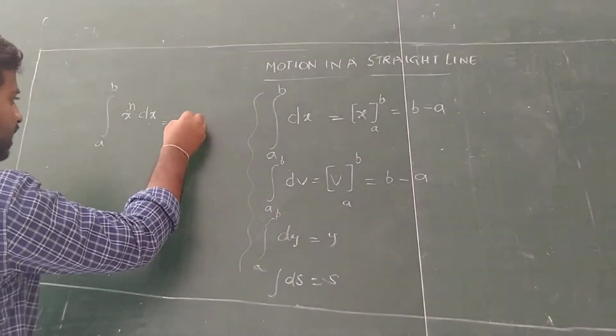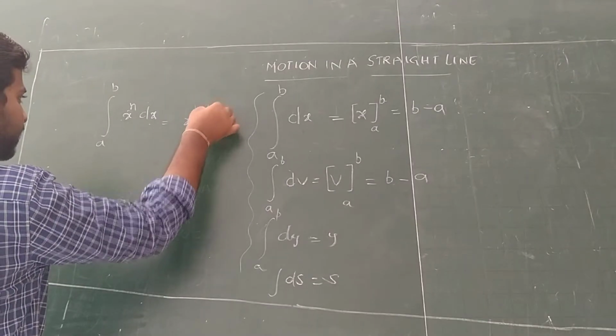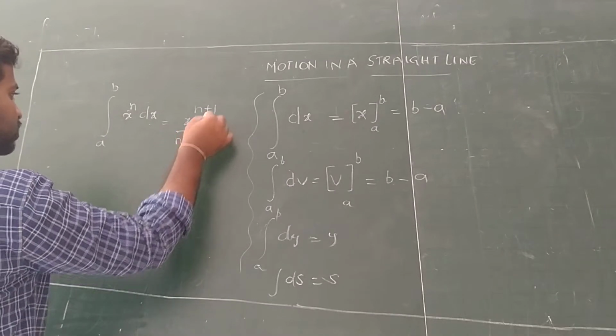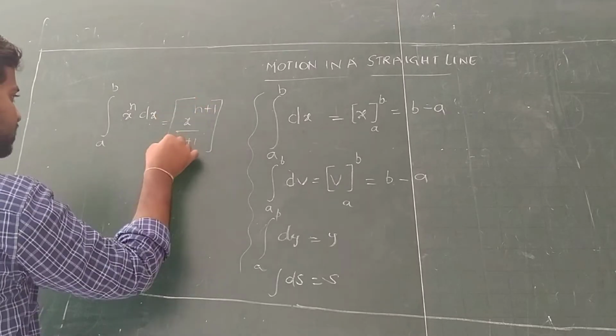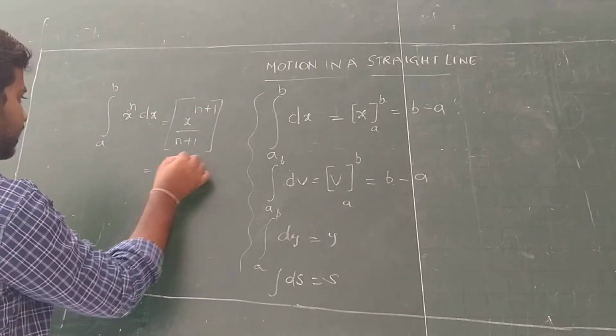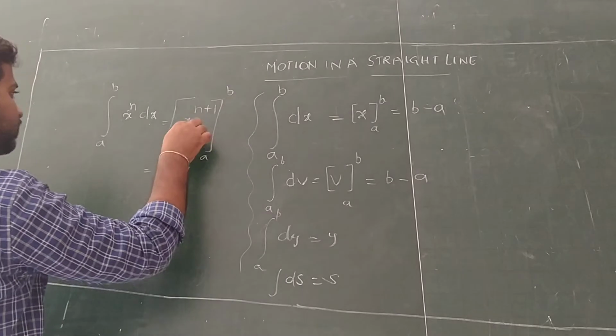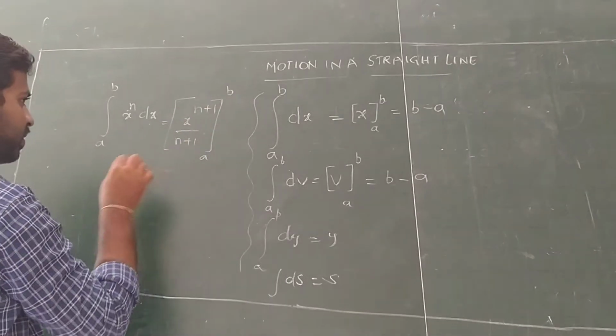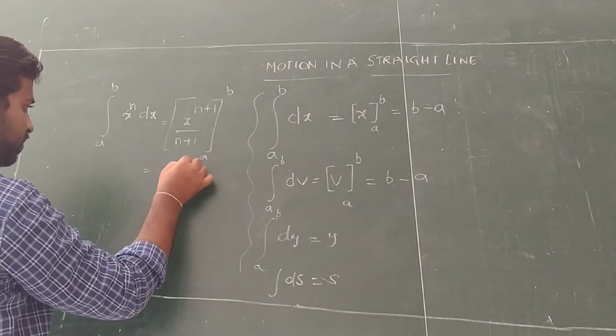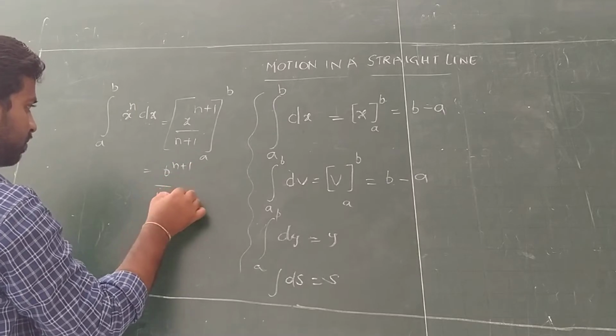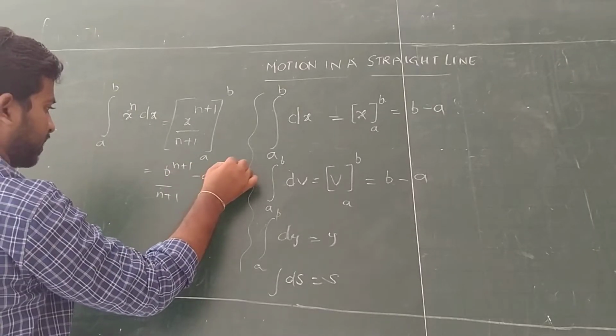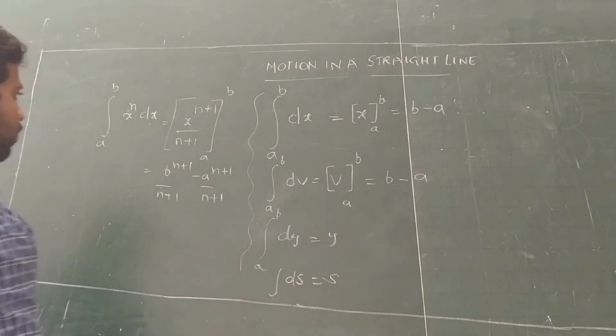We can write it as x power n plus 1 by n plus 1, from a to b. In place of x we substitute the upper limit minus the lower limit: b power n plus 1 by n plus 1 minus a power n plus 1 by n plus 1. So it is one formula, right?